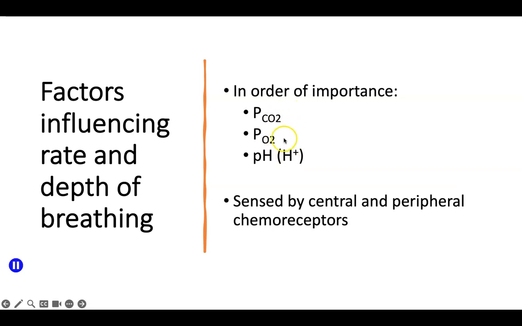This is sometimes counterintuitive. Most people think oxygen is the most important, but at least for the rate and depth of breathing, for the control of breathing, it's actually CO2 that is the most important, even more important than the amount of oxygen. And then finally, we have pH, so protons are also going to play a role in regulating the rate and depth of breathing. All three of these factors are being sensed by both central, meaning in the central nervous system, and peripheral chemoreceptors.